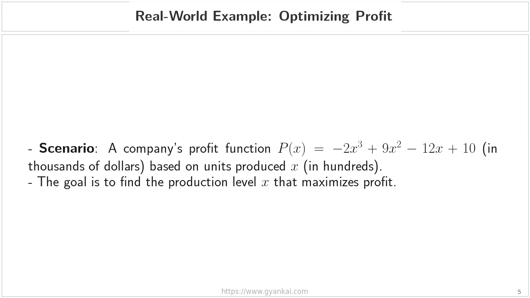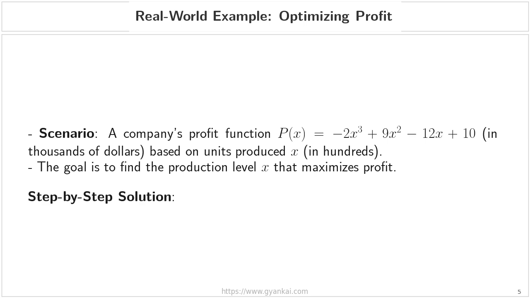In this context, the profit is measured in thousands of dollars, while the variable x represents the number of units produced, measured in hundreds. Our primary objective here is to determine the specific production level, x, that will maximize the company's profit. To achieve this, we will follow the step-by-step procedure we discussed in the previous slide.